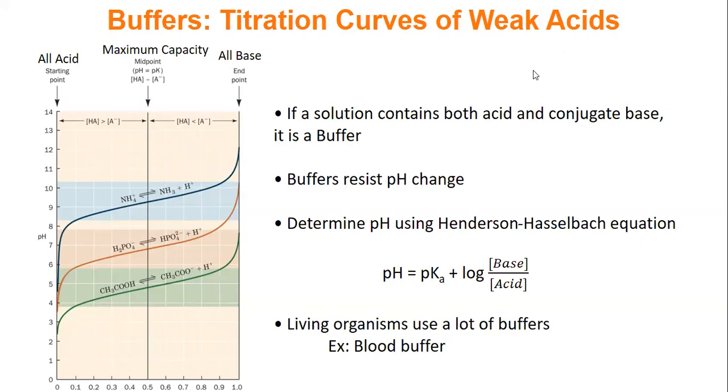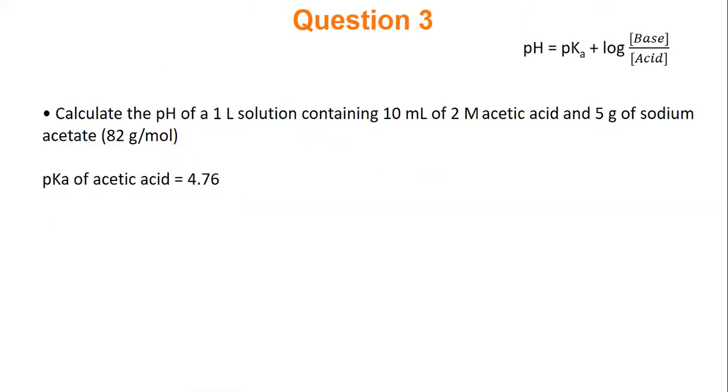So let's do a question where we look at the Henderson-Hasselbalch equation. We're going to do this one together, and then for question 4, I'm going to give you some time to work on that so you can become more familiar with the Henderson-Hasselbalch equation. So I want to know what the pH of a 1 liter solution is if it contains 10 milliliters of 2 molar acetic acid plus 5 grams of sodium acetate, given sodium acetate's molar mass. The pKa of acetic acid is 4.76.